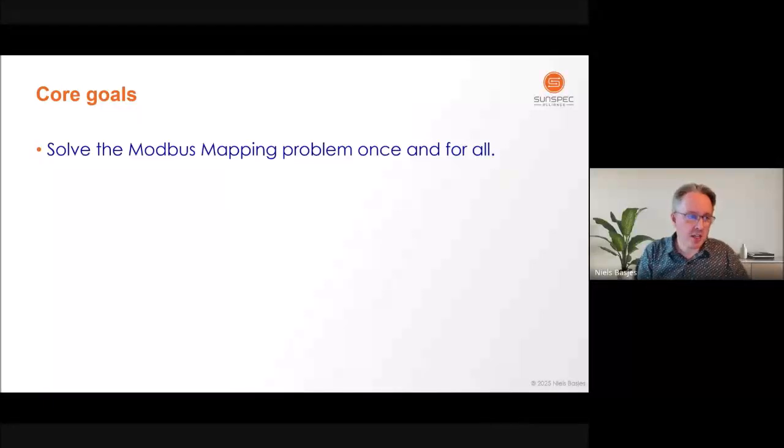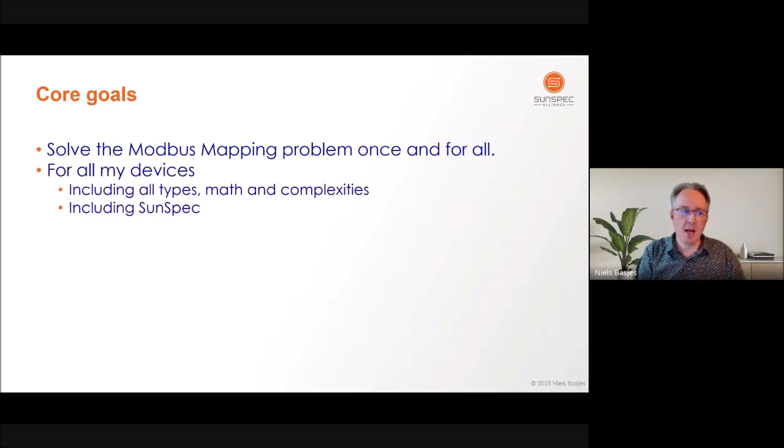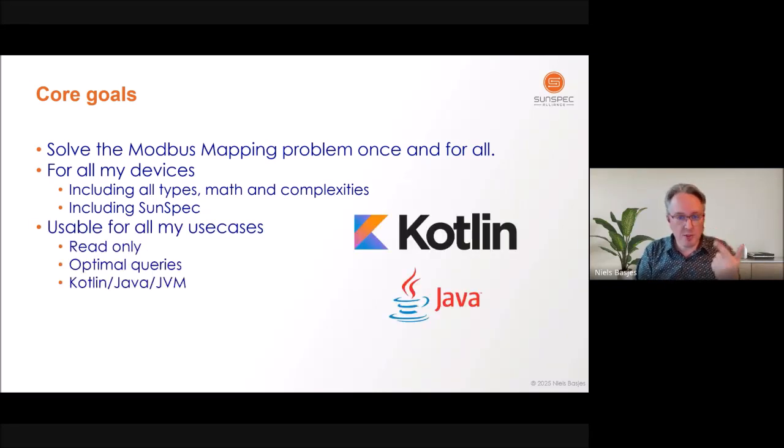The core goals I set when I started this is that I wanted to make a single piece of software that handles all the Modbus mapping problems for all my devices, including all the types, all the weird math, all the complexities, including all the SunSpec stuff, usable for the use cases I want. And those are read-only, optimized queries, because I want to have the data as frequently as possible. So less queries means less time. You can do it more frequently. And because of preference, because of the tools that I use, I built everything in Kotlin and Java.